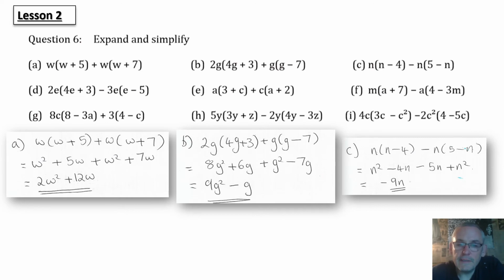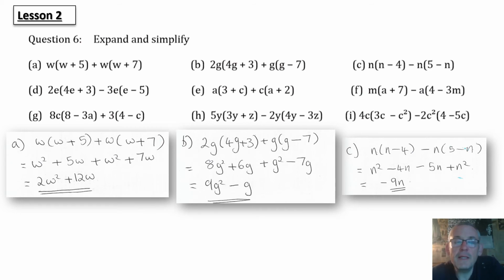So have a little look at this. W times W is W squared. W times 5, 5W. We tend to put the number before the letter. W times W, W squared. W times 7, 7W. W squareds go together. W's go together. You can't mix W squareds with W's. It's as if they were X's and Y's or A's and B's. It's as if they were different letters at this stage. And so what we end up with is 2W squared plus 12W.